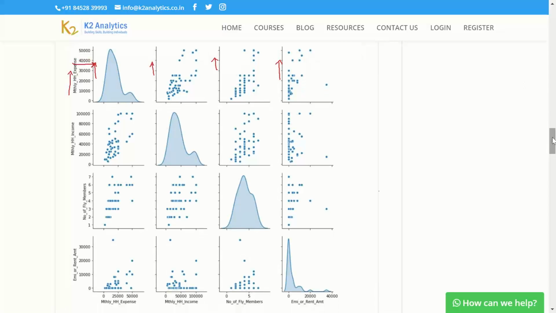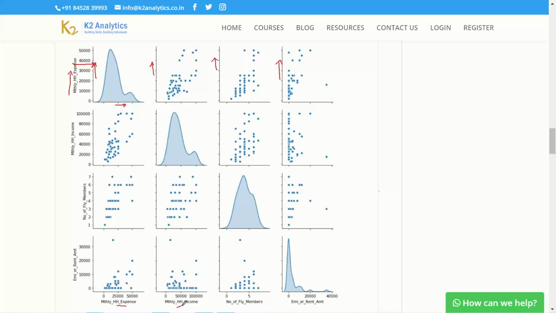Let me just slightly scroll. The labels here, what is the x-axis? The label of that variable is shown here. Here it is expense. Now because expense versus expense, there is no point having a scatter plot, it is giving you a distribution.